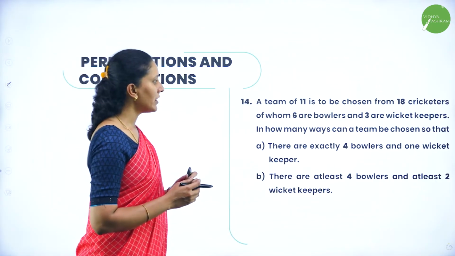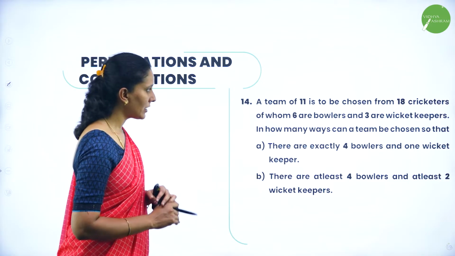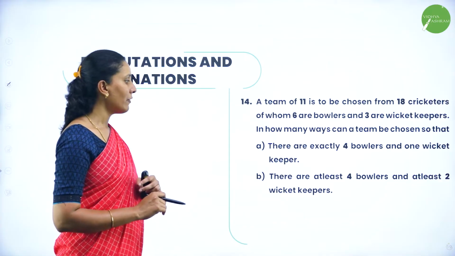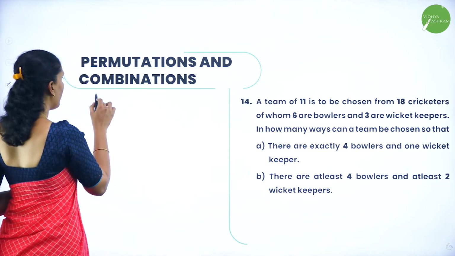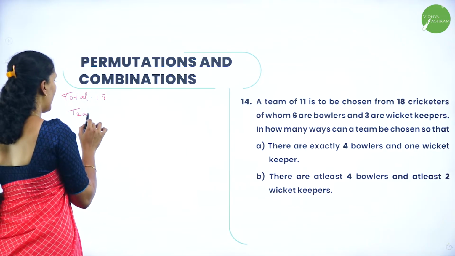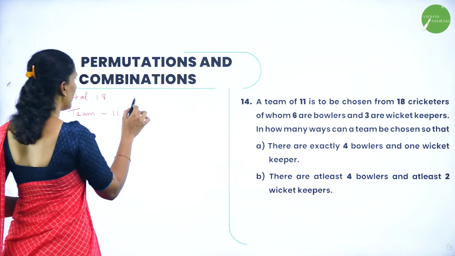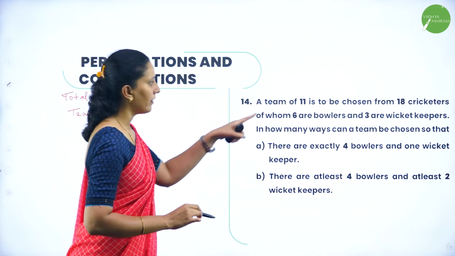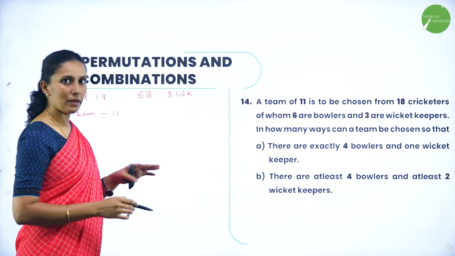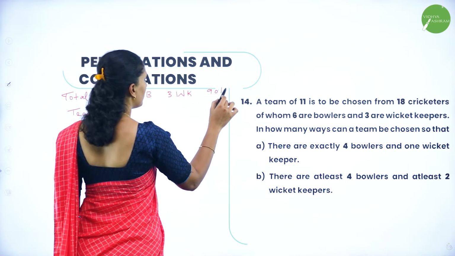Next, a team of 11 is to be chosen from 18 cricketers, of whom 6 are bowlers and 3 are wicket keepers. In how many ways can a team be chosen so that there are exactly 4 bowlers and 1 wicket keeper? Let us see now. We have a total of 18 members and we have to form a team of 11, and they have given that in 18 cricketers there are 6 bowlers and 3 wicket keepers. And obviously the remaining will be batsmen and others. So that means we have 9 others.